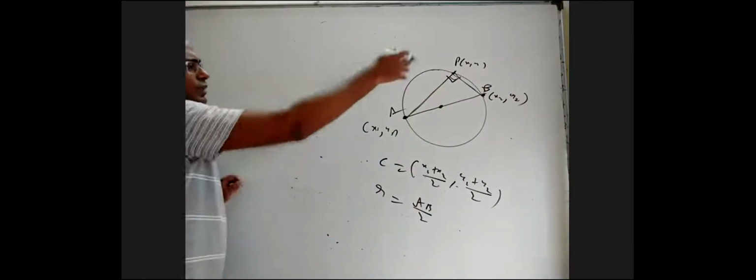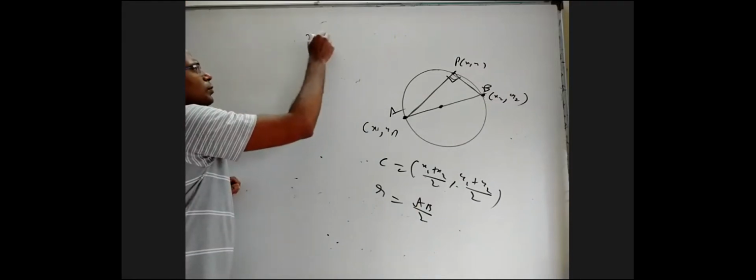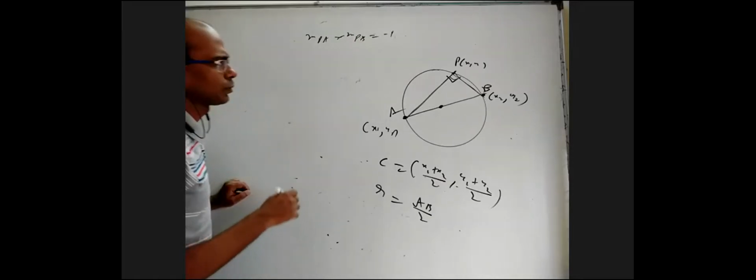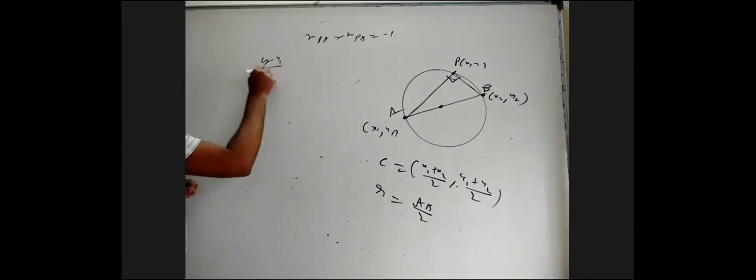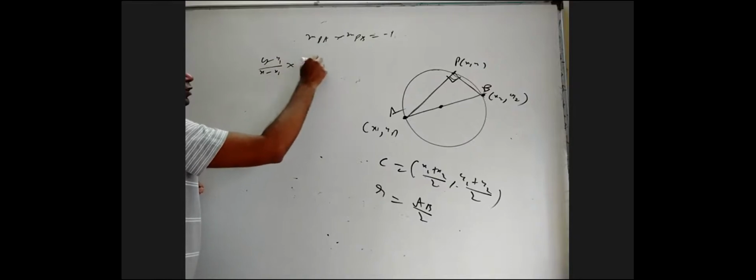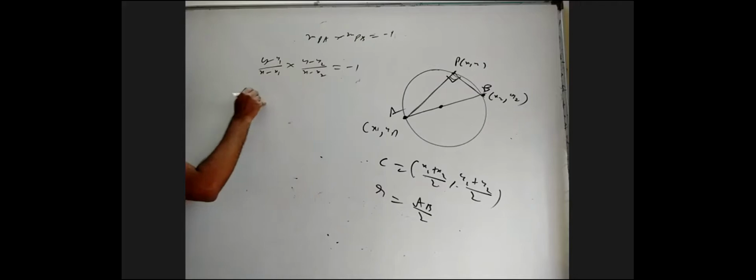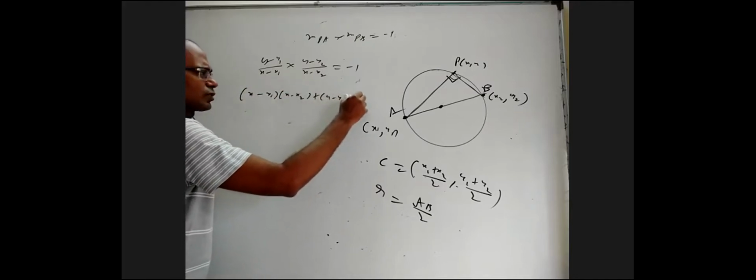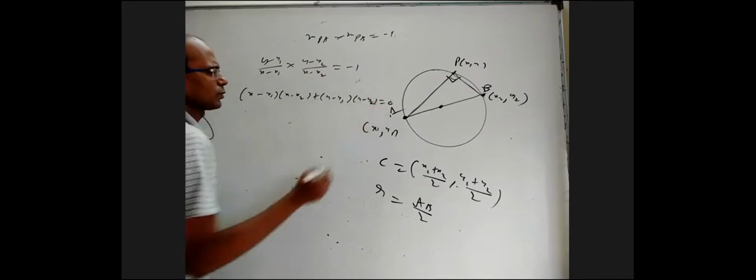Every time angle APB will be 90 degrees. So somebody can use the Pythagoras theorem. Somebody can use this slope into this slope is -1. If you take slope of PA into slope of PB equal to -1, slope of PA is (y minus y1) by (x minus x1), slope of PB is (y minus y2) by (x minus x2). Take this one to that side and you get (x minus x1)(x minus x2) plus (y minus y1)(y minus y2) equal to 0.